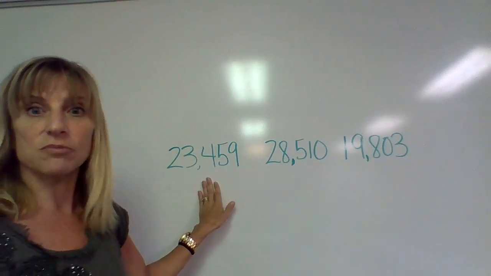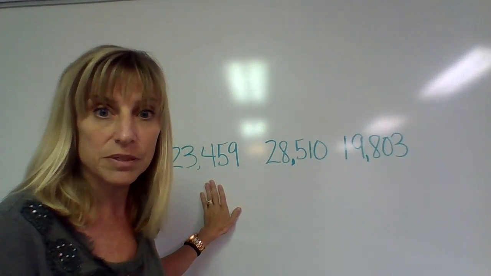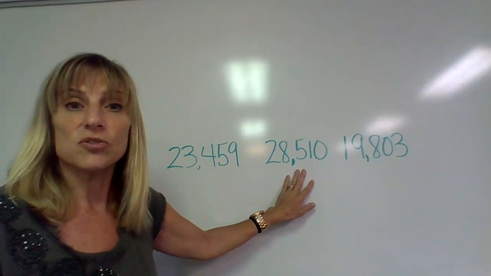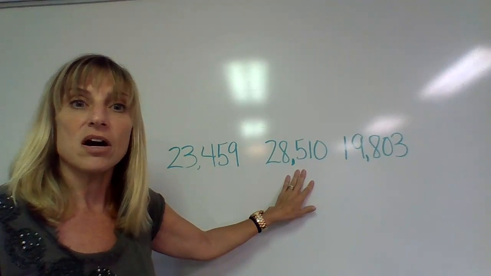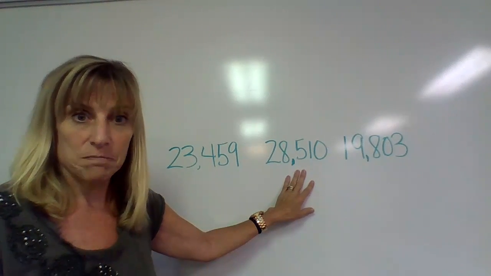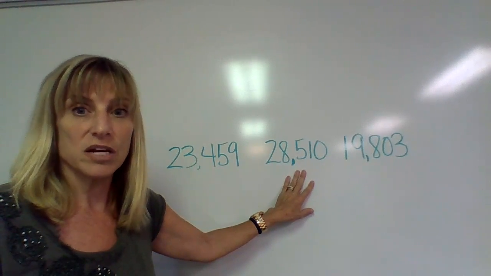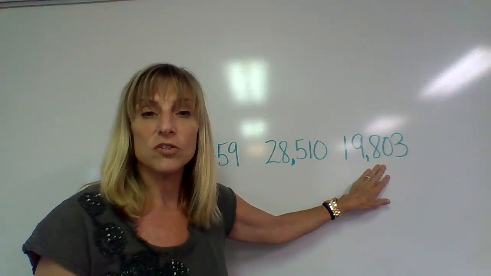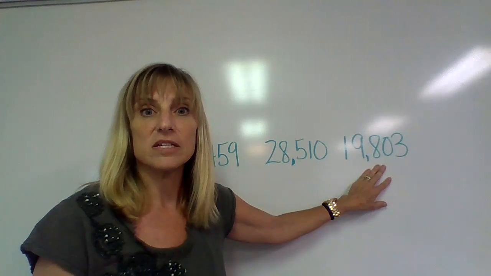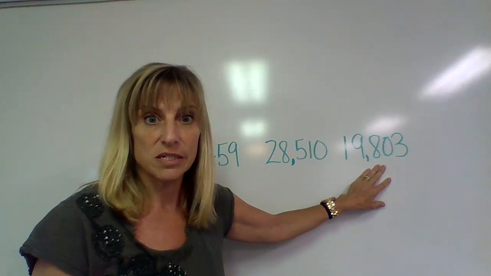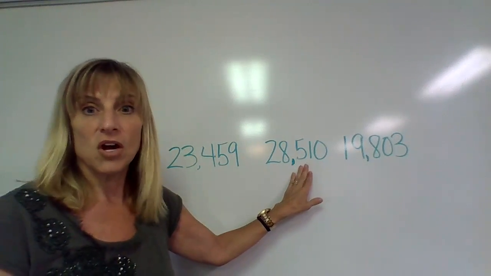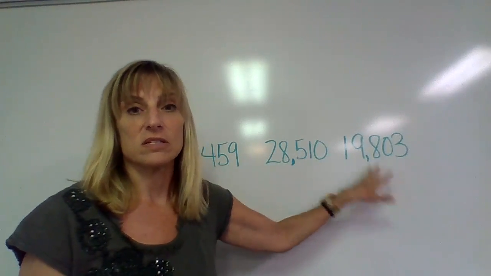Okay, so in this first number, you were circling the digit in the tens place. The second number, I want you to circle the digit in the hundreds place, or the hundreds house. And this last number, I want you to circle the number that's in the thousands house. So go ahead and do that.